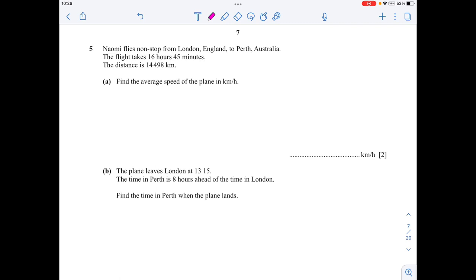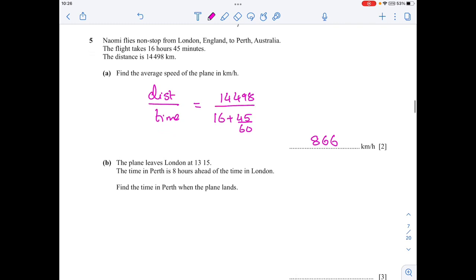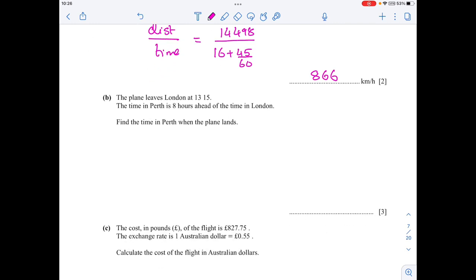in kilometers per hour. The speed is nothing but distance upon time. What is the distance? Distance is 14,498 kilometers. Time is 16 hours plus 45 minutes. The 45 minutes also has to be converted into hours, 45 divided by 60. Do the simplification by calculator and write in 3 significant figures. It should be 866.